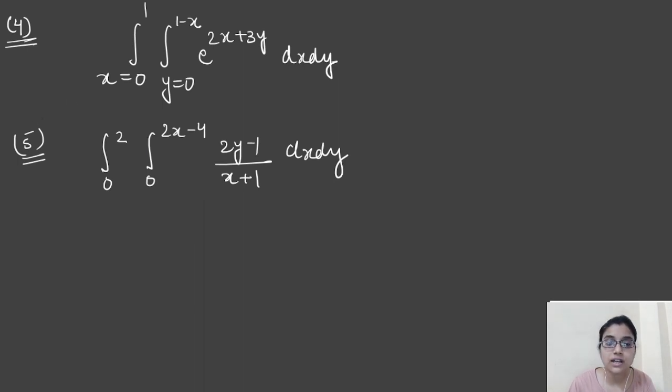We have to integrate with respect to a variable whose limits are given in terms of another variable. So let's discuss the first question. It has x from 0 to 1, then y from 0 to 1 minus x, and then what we have is e raised to the power 2x plus 3y, dx dy.